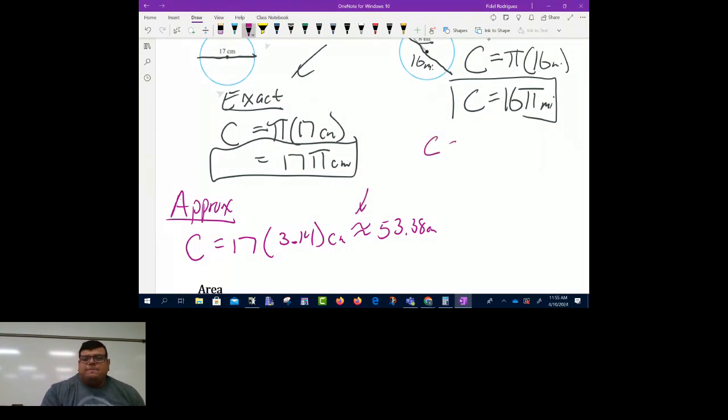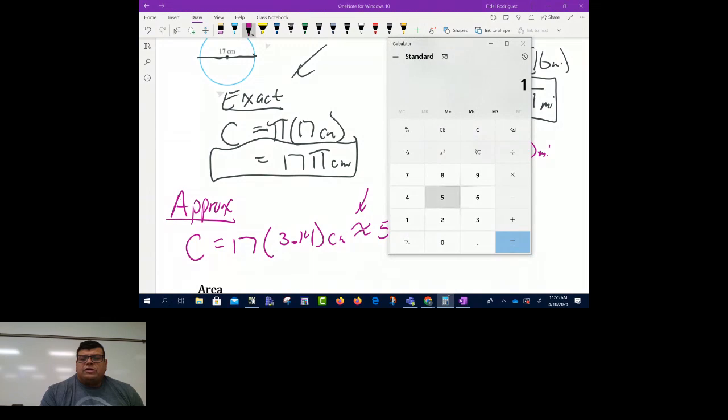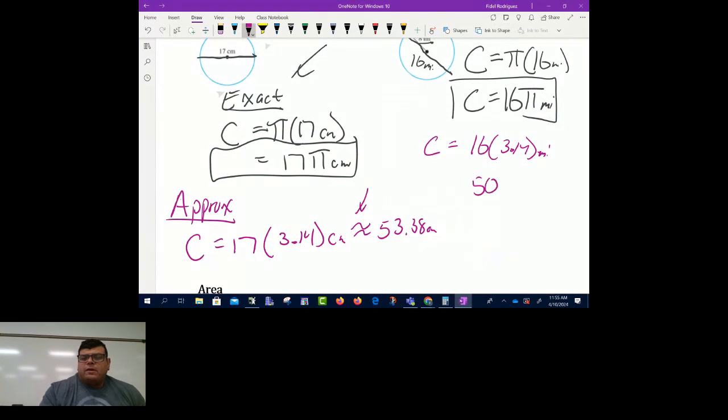Same thing here: 16 times 3.14 miles. So I'm going to take 16 times 3.14, which is 50.24. So 50.24 miles. And again, this is our approximation. The exact answers have the pi symbol. The approximations have the decimals.